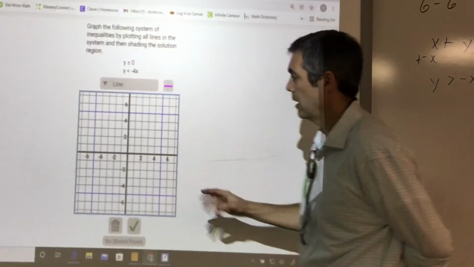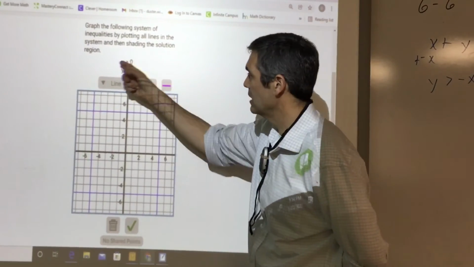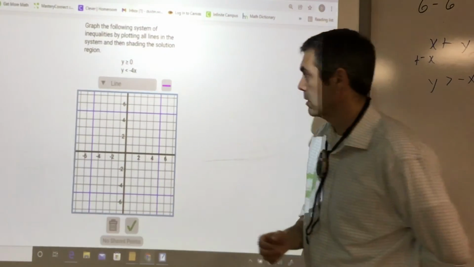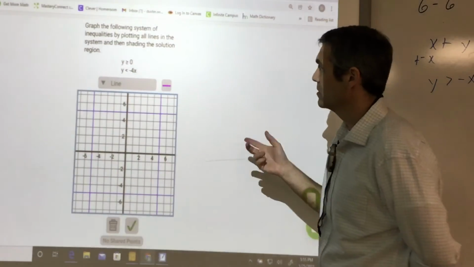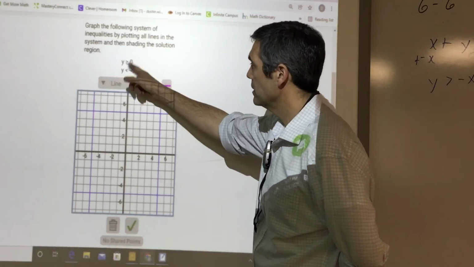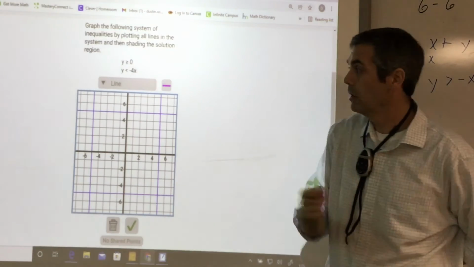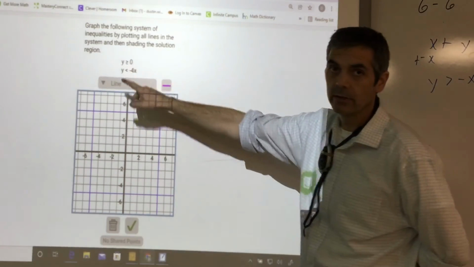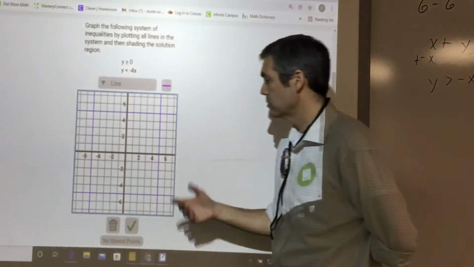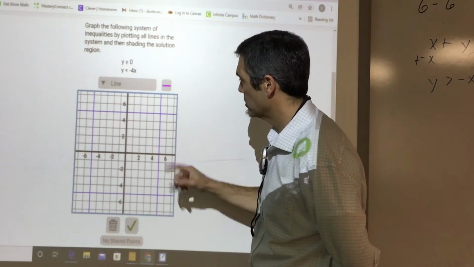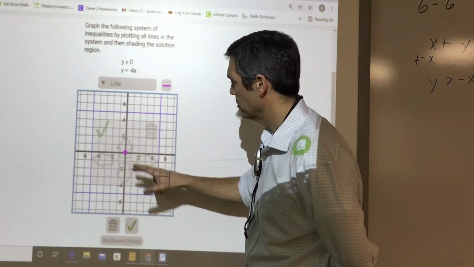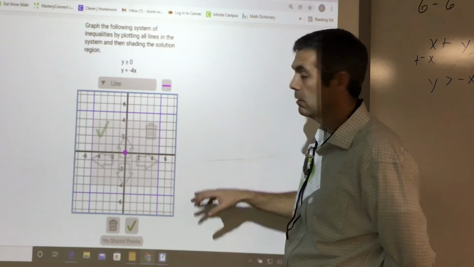Okay, so I want this one because I want you to see this and what happens. First off, y is greater than or equal to 0. So first, it's going to be a solid line because it has that little line underneath it. So y is greater than or equal to, so solid line, 0. So where is y 0? Well, y is 0 right there.